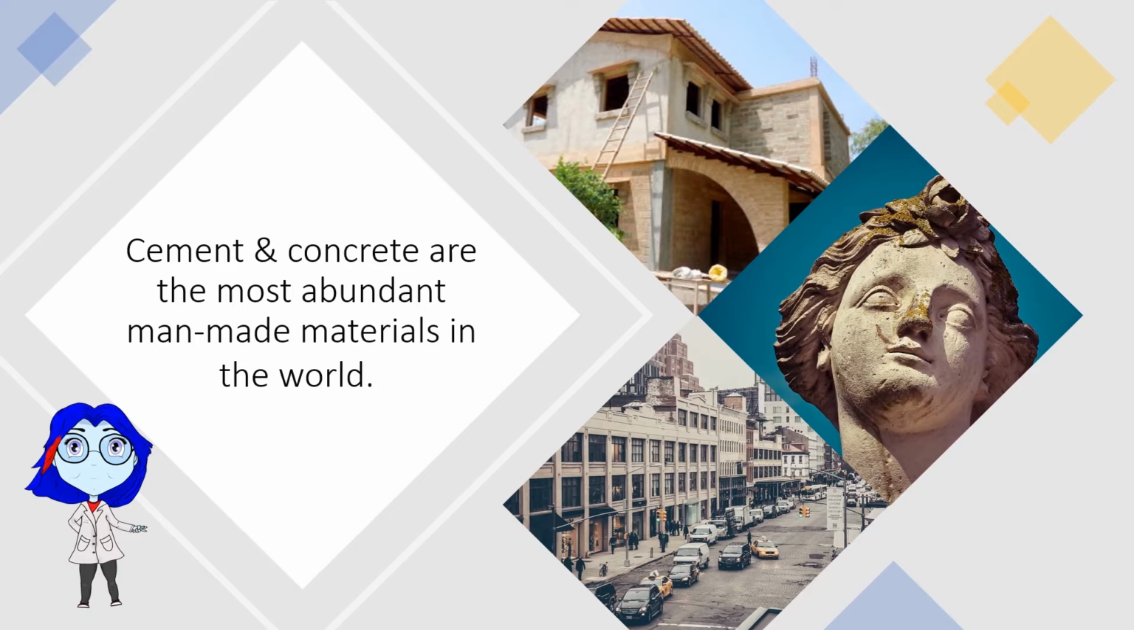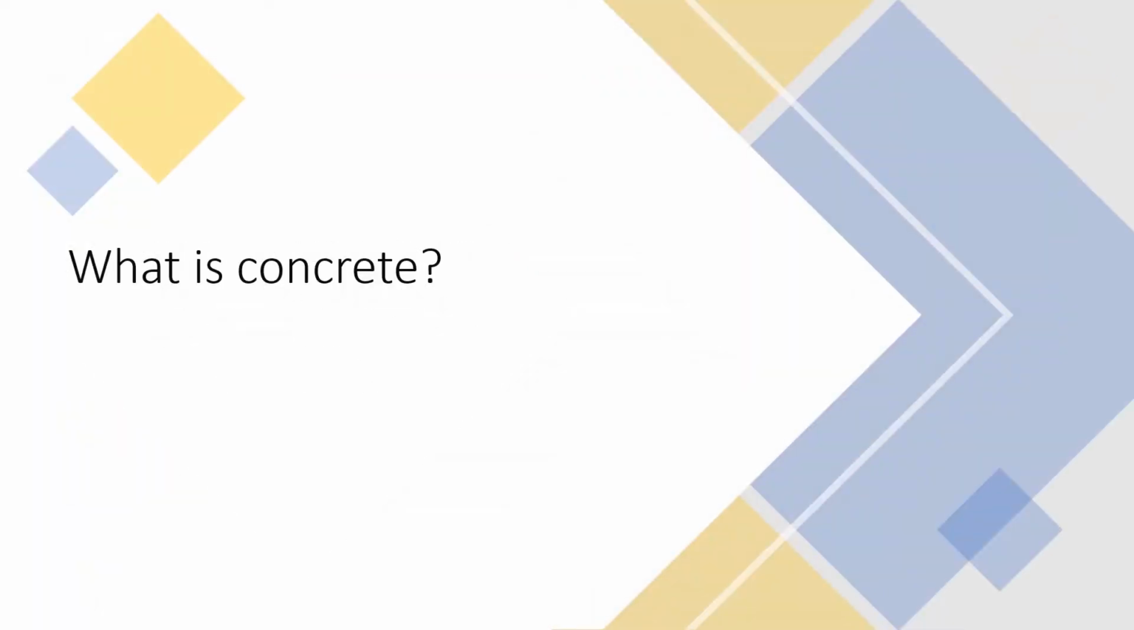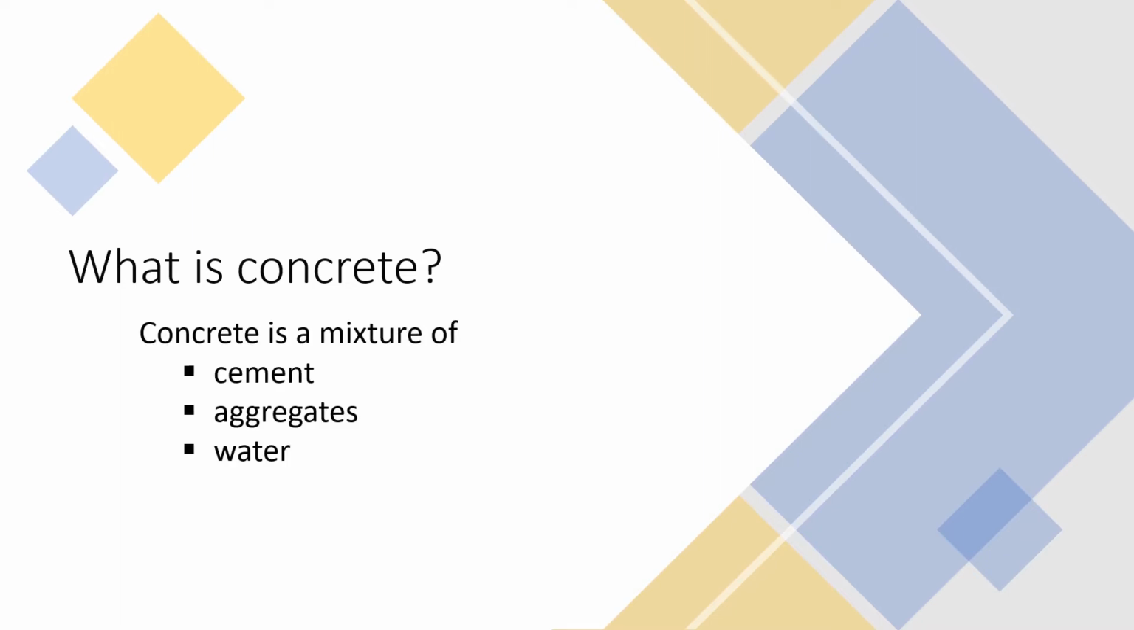But what is concrete really? How is it made, and what makes it so useful? First of all, cement and concrete are often used interchangeably, but cement is an ingredient of concrete. Concrete is made up of cement, aggregates, and water, and cement acts as the glue that keeps it all together.